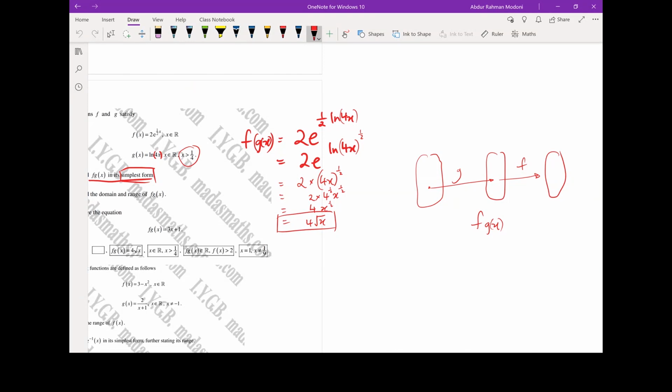We need to consider if there are certain values of x for which this function is not valid, because it might not be all x greater than 4. There might be some other things coming into it. So we need to consider all of that. Okay, so let's just take a look.